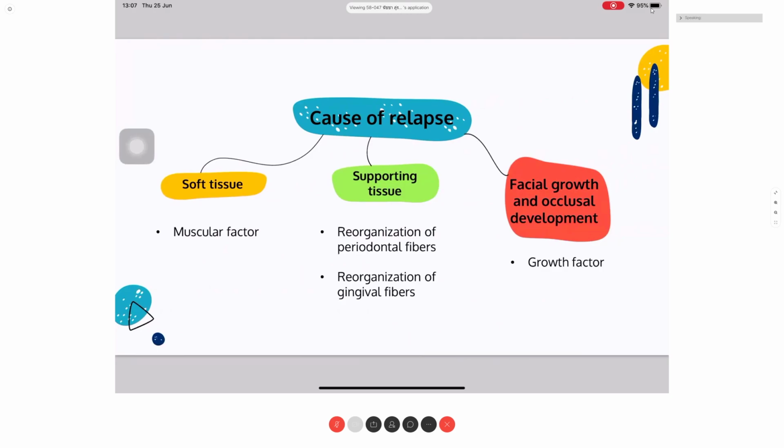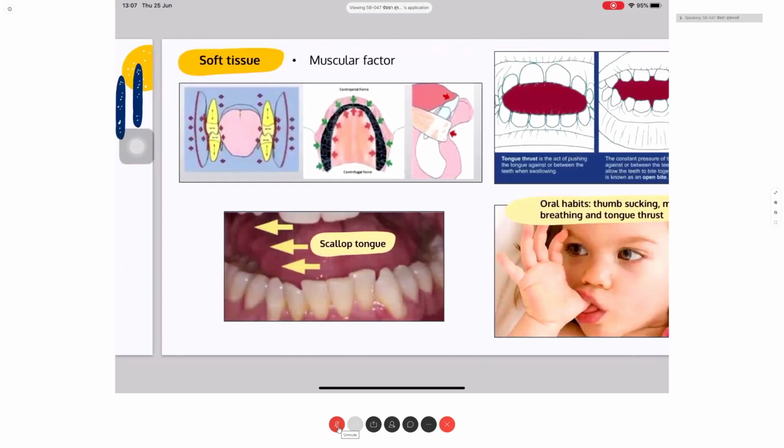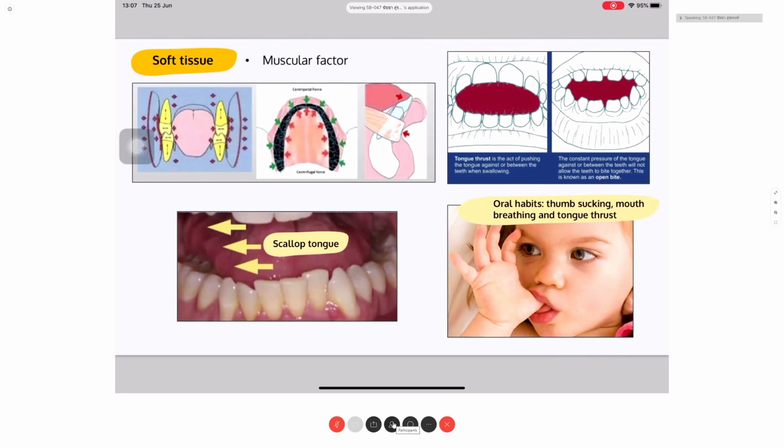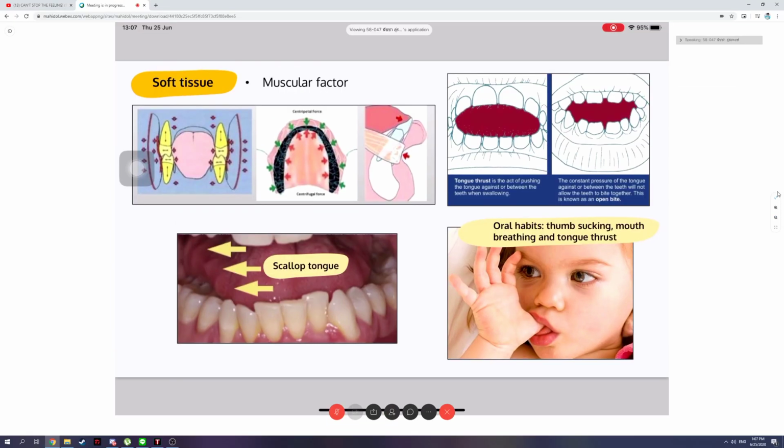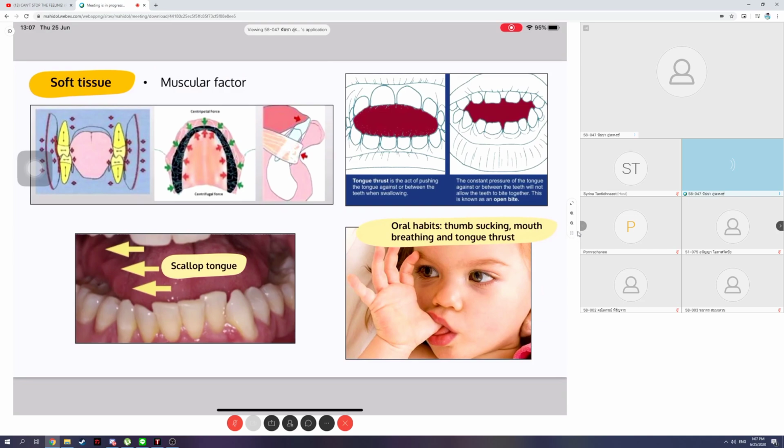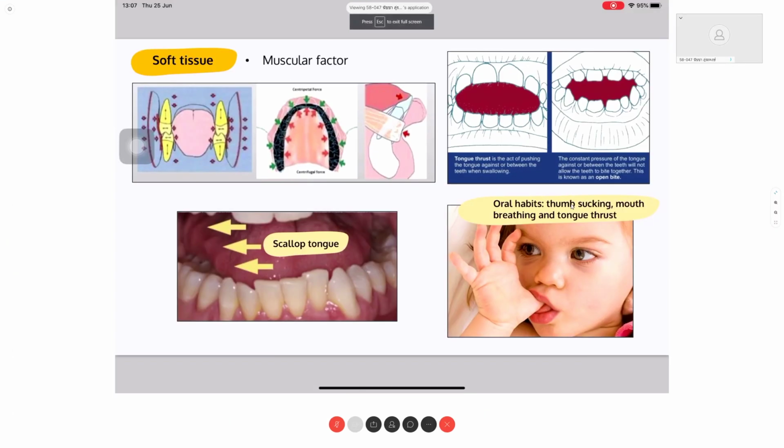Causes of relapse are divided into three factors: soft tissue, supporting tissue, and facial growth and occlusal development. Soft tissue is about muscular factor. The teeth lie in an area of balance between the tongue on the lingual aspect and the teeth and lips on the buccal and labial aspect, known as the neutral zone. The forces from the tongue are greater than those from lips and cheek, but providing the periodontal ligament is healthy, the teeth will be maintained in a position of equilibrium. If the teeth are moved out of the neutral zone, then the chances of relapse are increased.